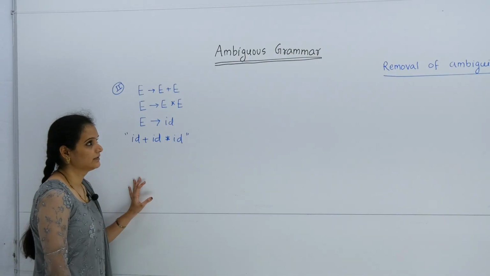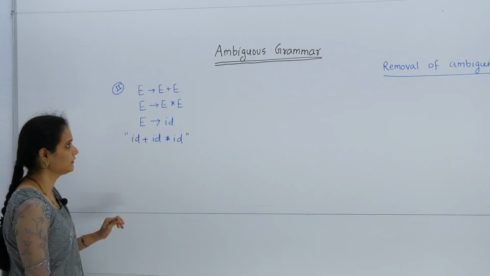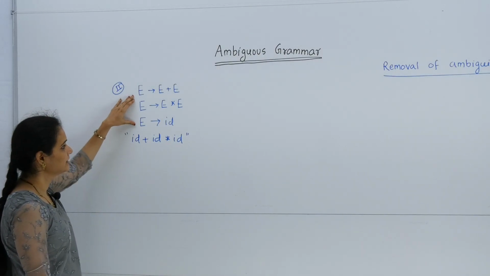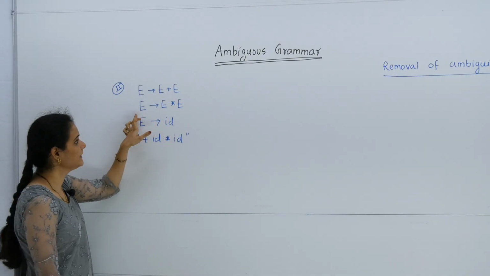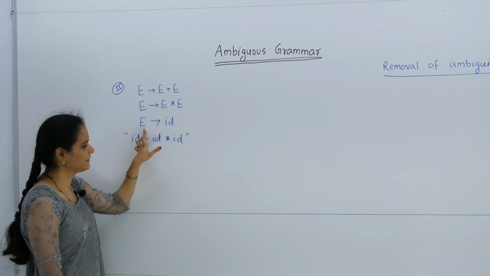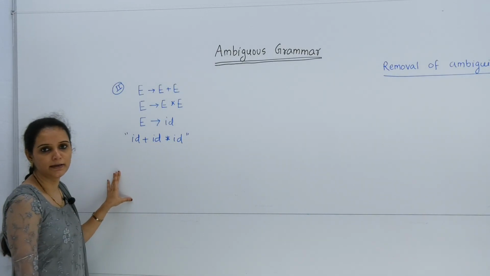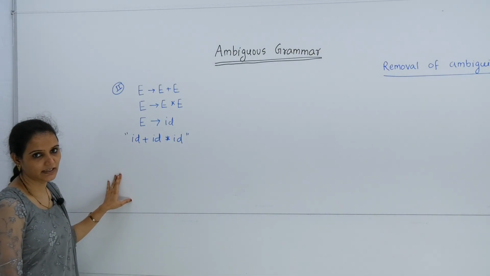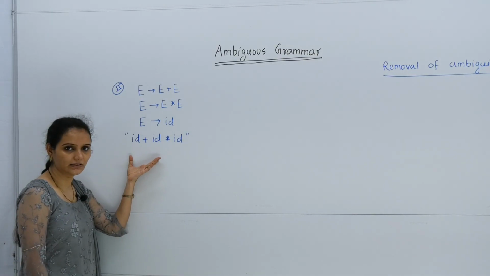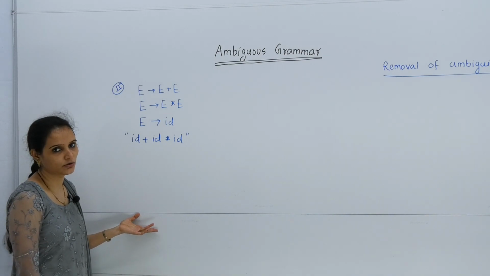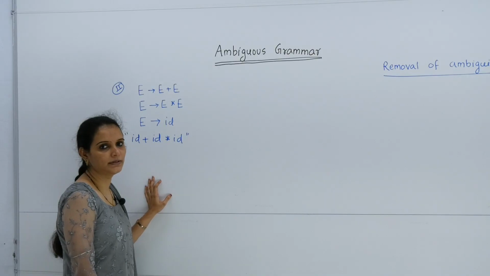Here we are with the second example of the ambiguous grammar. In that example we can see three production rules are given: E produces E plus E, E produces E star E, E produces ID, and the string to be generated is ID plus ID star ID. The question is to identify whether the given grammar is ambiguous or not, and if it is ambiguous, then remove its ambiguity.